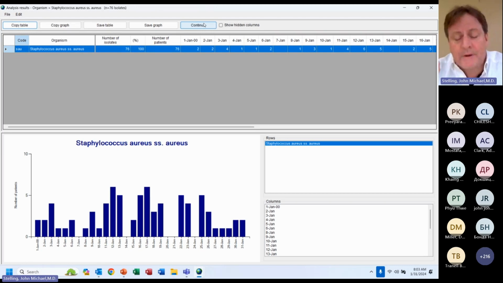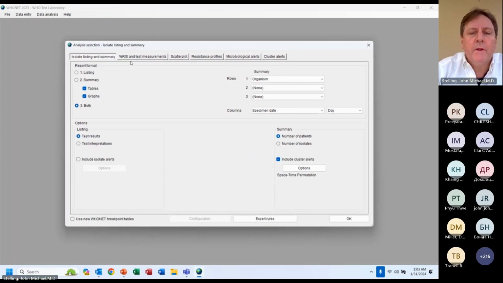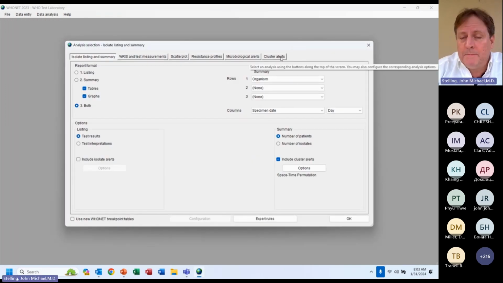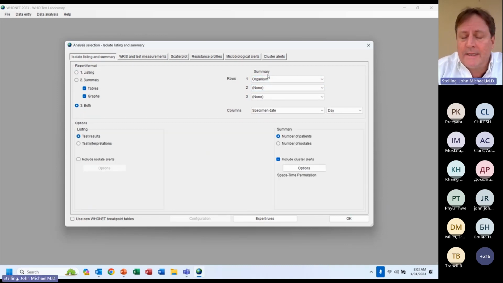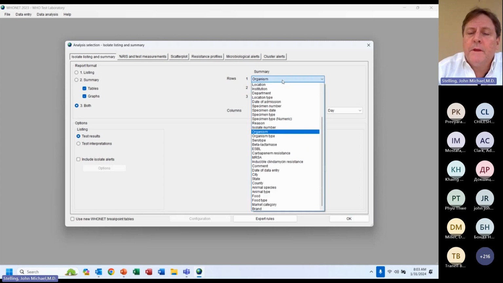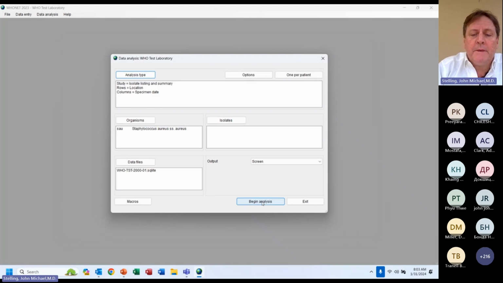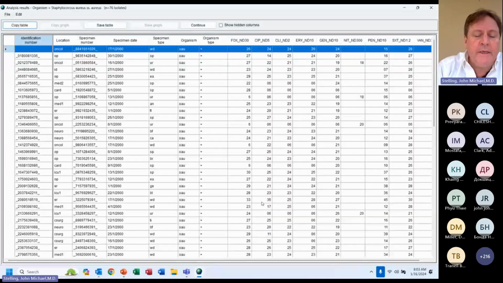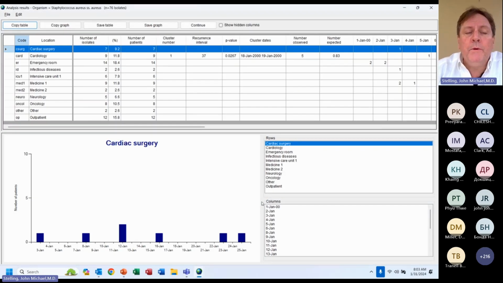Oh, I forgot to do one more thing. Analysis type. You remember when I did cluster alerts, I changed this to location. However, for listing and summary, I forgot to do that. So my rows, I don't want to see the organism. On the rows, I want to see the location. I click on OK. I click on Begin Analysis. The listing is unchanged. I will continue. And now I see one row for each location.